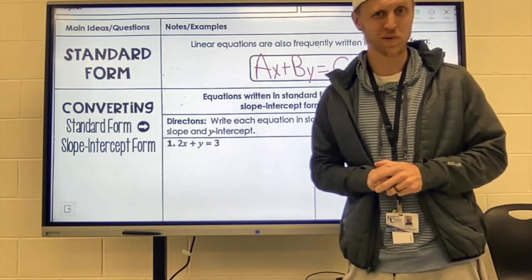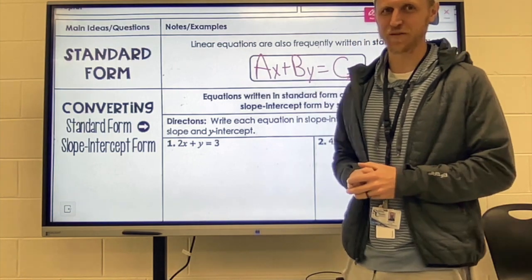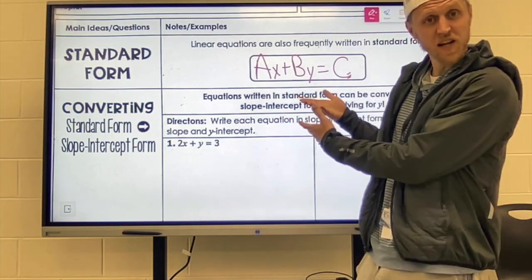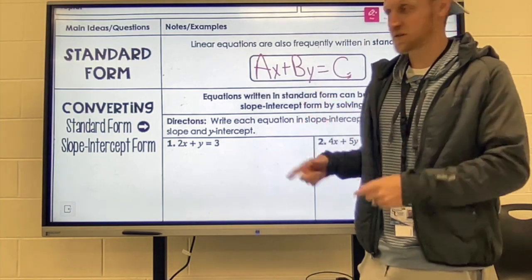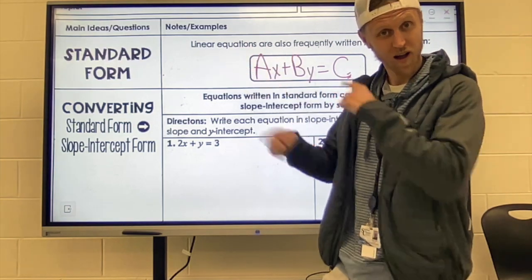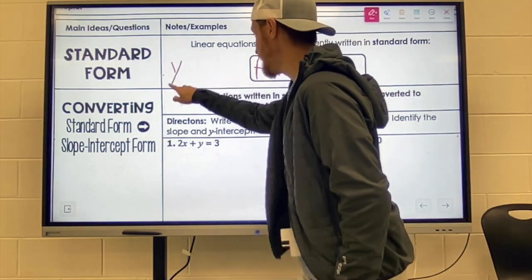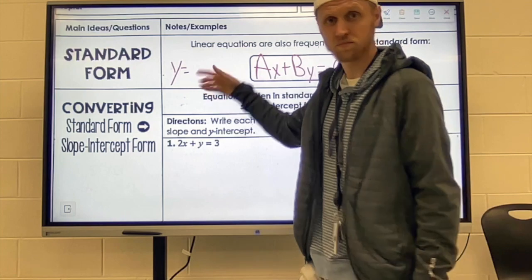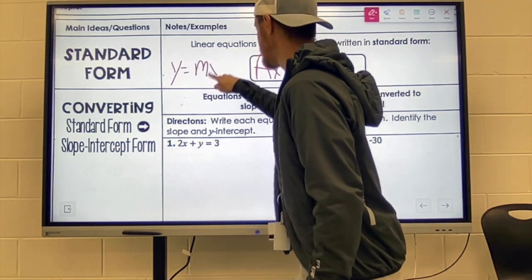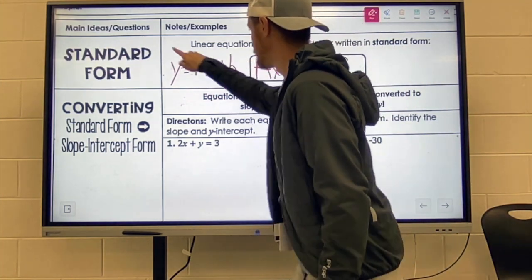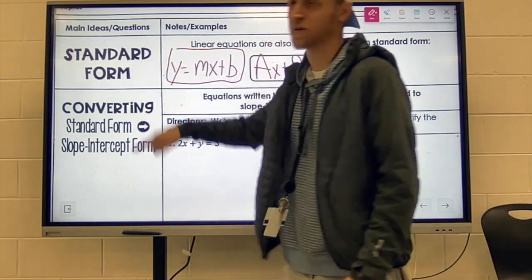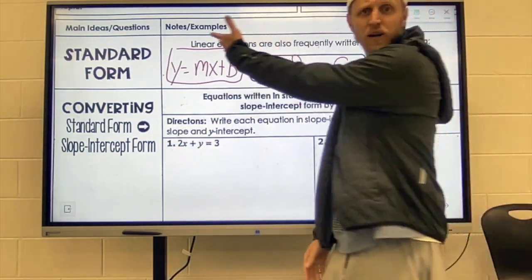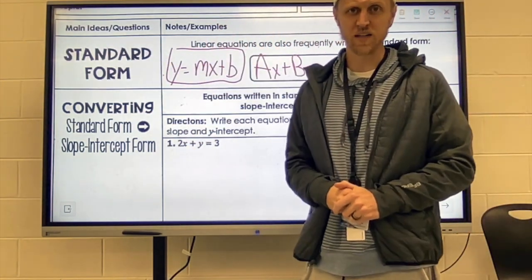That tool is called slope-intercept form. It's one of your favorites. Let's write that down next to the standard form in our notes. Y equals mx plus b. Now that's slope-intercept form. It's really good at graphing. If I were to have that, I could graph my line very easily.